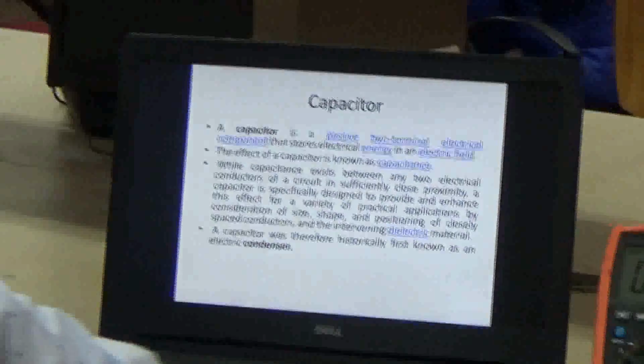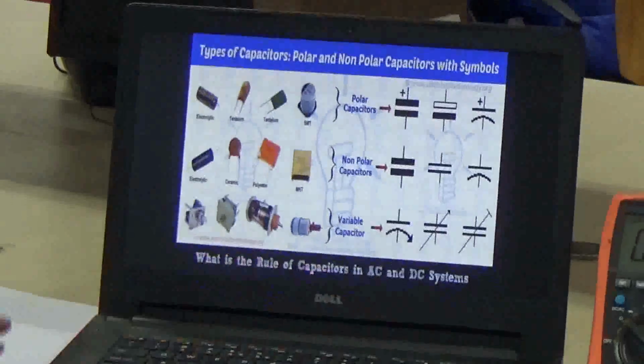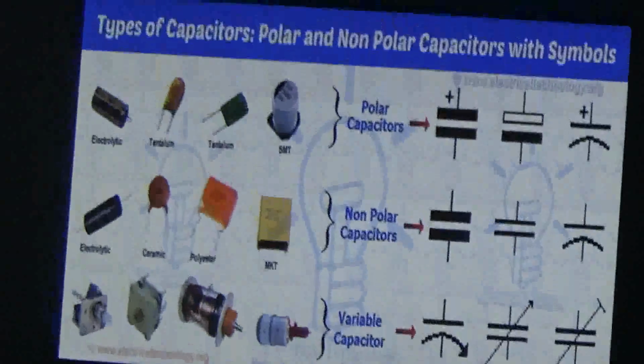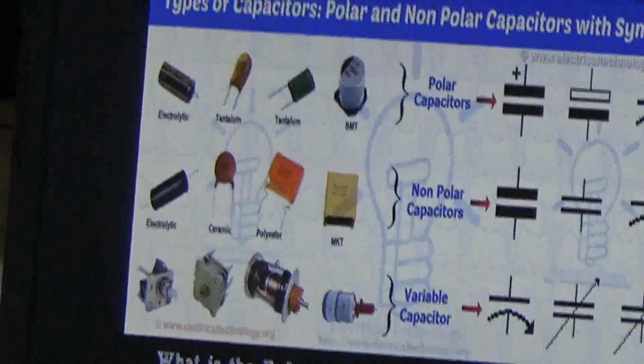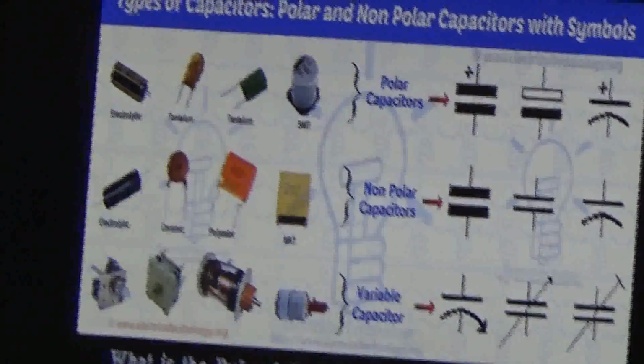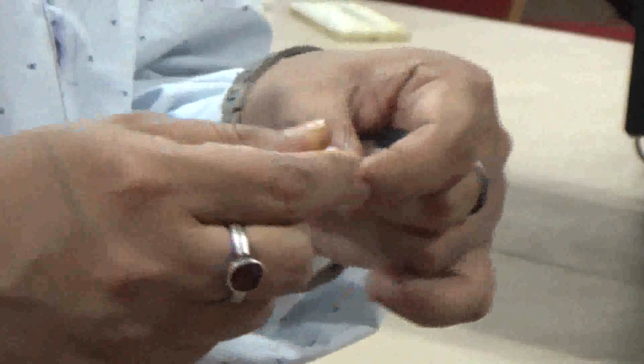Now we will introduce the capacitor. There are three types of capacitor: polar capacitor, non-polar capacitor, and variable capacitor. In a polar capacitor, the positive terminal and negative terminal are fixed. In a non-polar capacitor, we can use either terminal as the positive or negative terminal.